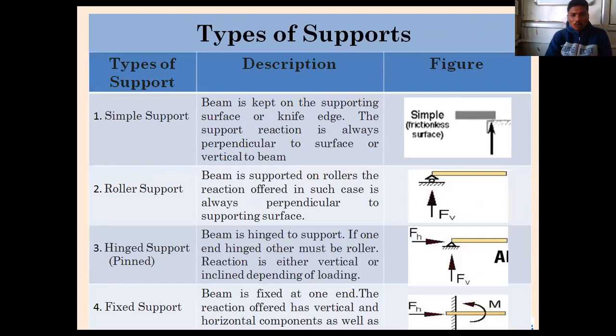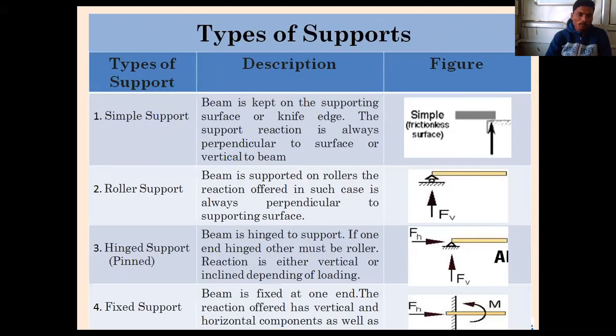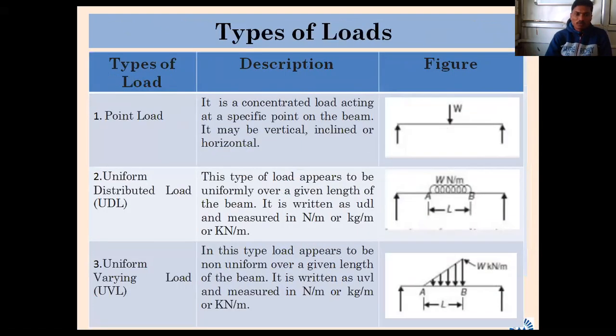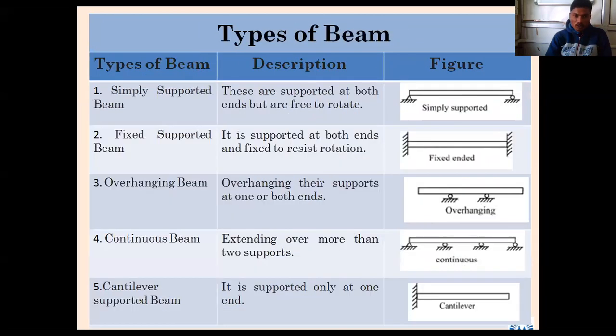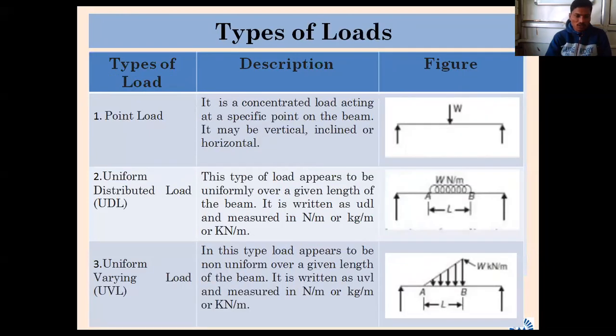So today we are going to solve problems on beam. Before that, let us revise once again the types of beam, types of supports, and types of load, because these three things are required for whatever we are going to learn today. I have told you, 5 types of beams are there, 4 types of supports are there, and 3 types of loads are there. These things you should remember hereafter in your mind.